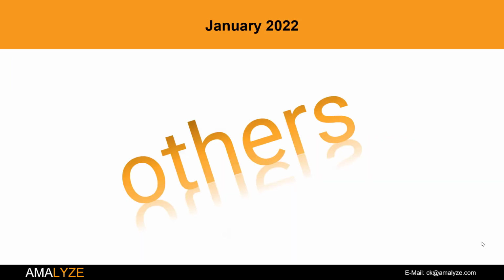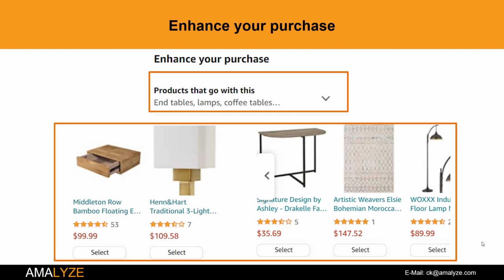And at the end, let's talk about some other stuff in the marketplaces. I have found, from my point of view, an absolutely cool new function. It's called Enhance Your Purchase. I know that from the add to cart, Amazon is offering in the buy box a lot of stuff, and after you try to purchase it. Now it's directly on the product detail page. Enhance your purchase: products that go with this, end tables, lamps, coffee tables, and a lot more.